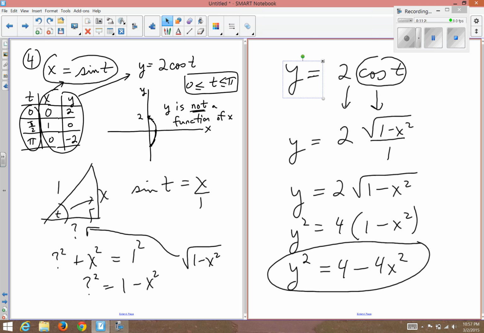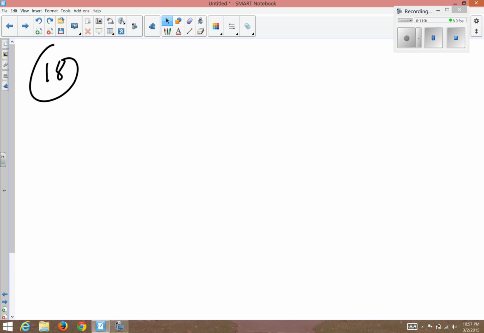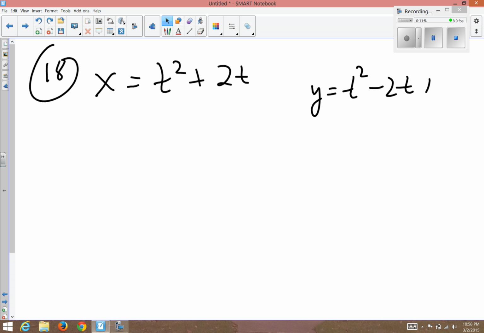Next one is number 18. X equals t squared plus 2t. X is a function of t. And y equals t squared minus 2t plus 3. And t is between -2 and 3.